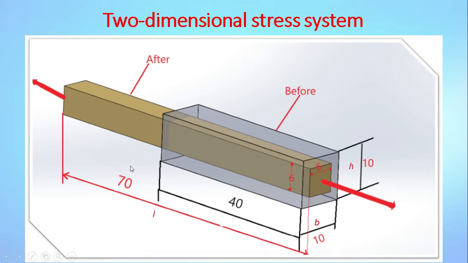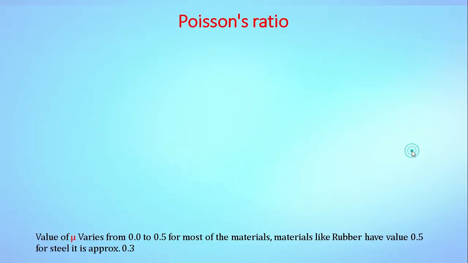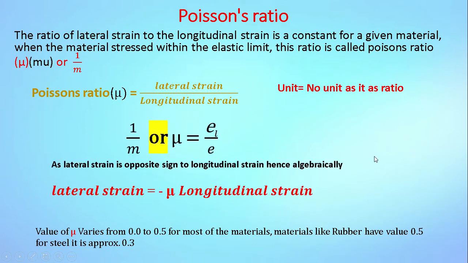So in this previous slide we have seen this is the direction of force, and as the length of this specimen increases, this lateral dimension decreases. So if axial length increases, lateral dimension decreases. That's why lateral strain is opposite sign to longitudinal strain. The value of mu varies from 0.0 to 0.5 for most of the materials. Material like rubber have value of 0.5. For steel, it is approx 0.3.